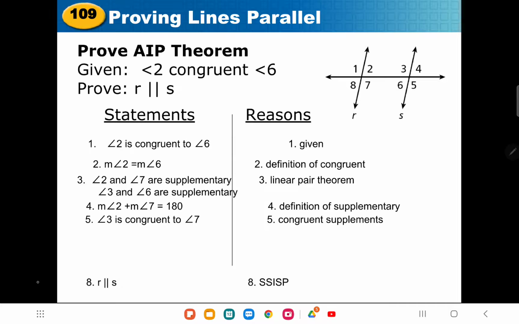We also know that because 2 and 7 are supplementary, and 3 and 6 are supplementary, and 2 is congruent to 6, by the congruent supplements theorem, angle 3 must be congruent to angle 7. Therefore, the measure of angle 3 is equal to the measure of angle 7.